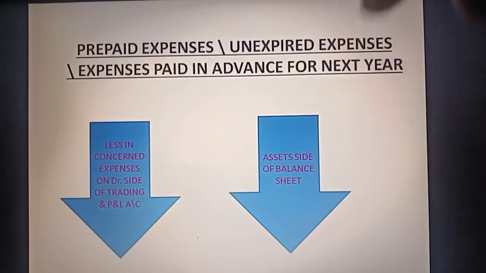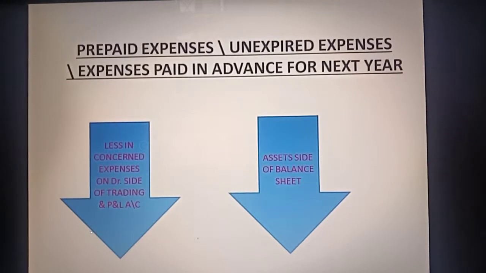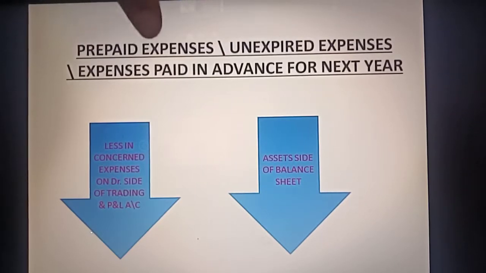Now the next adjustment is prepaid expenses, or you can call it unexpired expenses or expenses paid in advance for the next year. Means next year's expenses will be paid in that year. That is your prepaid expenses. These are the expenses which have been paid in advance for the next year during the current year itself. In other words, the benefit of such payment will be available in the next accounting year.